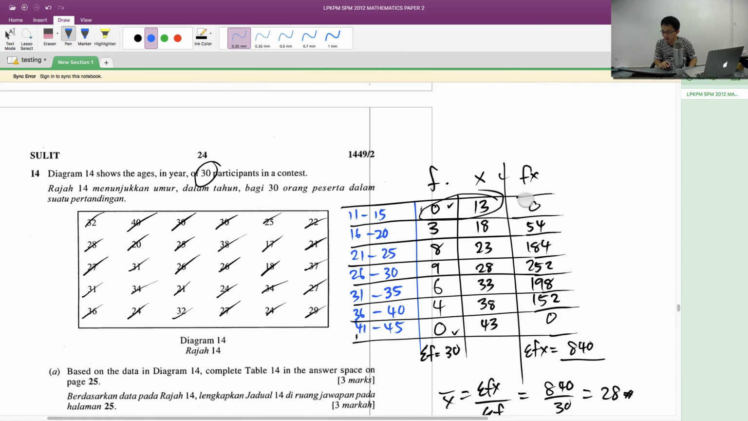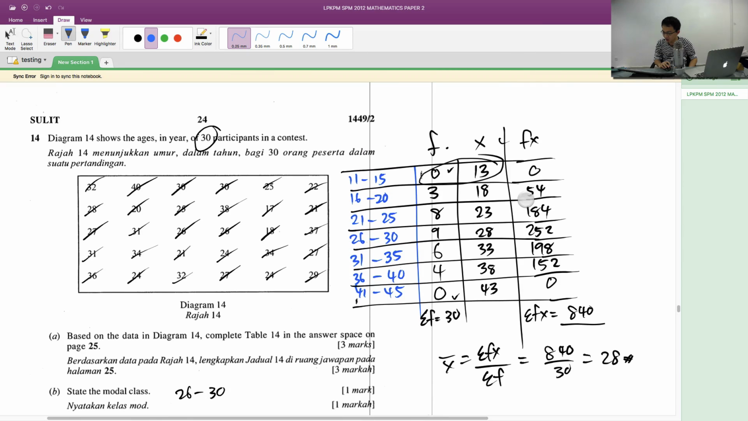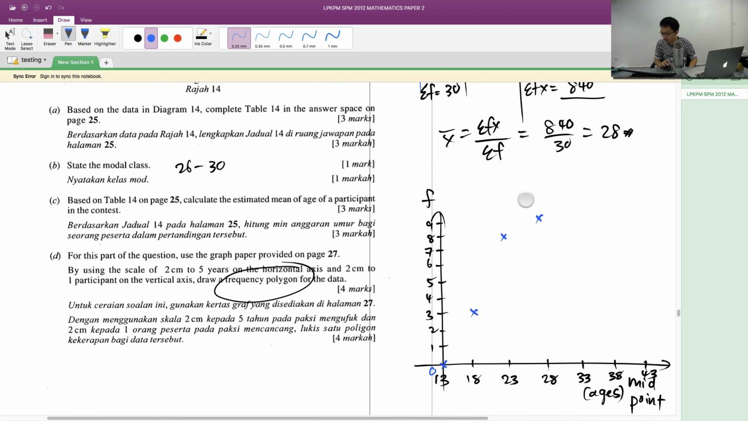I just want to save some time. So 9, and then the next one is 6. The next one is 4. 6, 4, 0. So I have 6 for this one. And then 4 for this one. And 0 for last one.